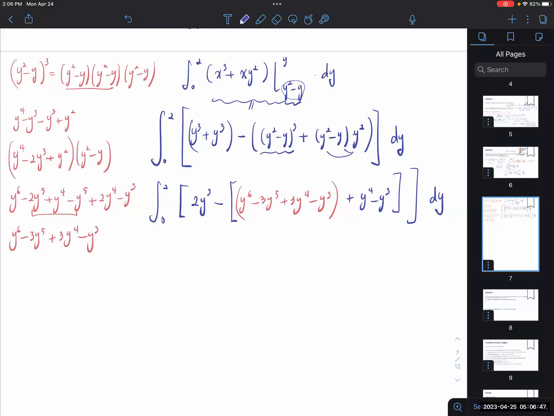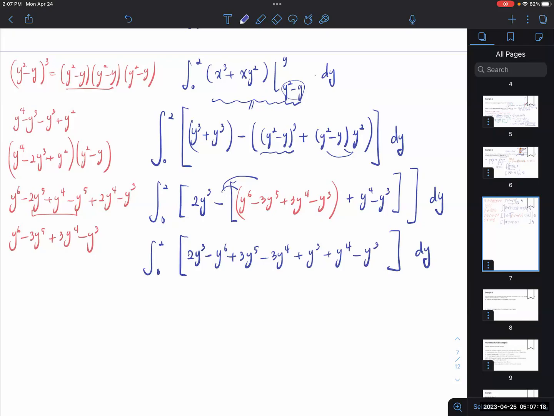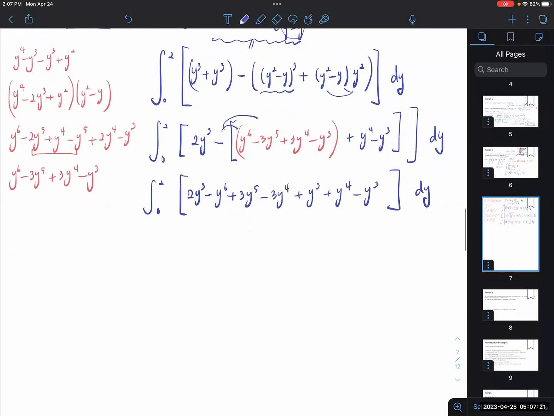Okay, and we have to keep simplifying before you take the integral back to y. So I'm going to keep this one. Let me simplify everything inside. So 2y cubed, distributive property everywhere. So y to the 6th plus 3y to the 5th, minus 3y to the 4, and negative changes to positive, y cubed, y to the 4, y cubed. Am I okay?